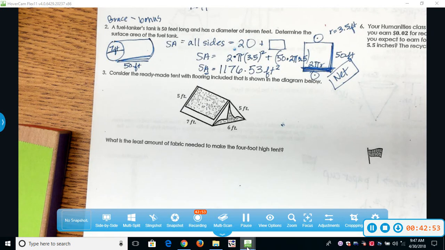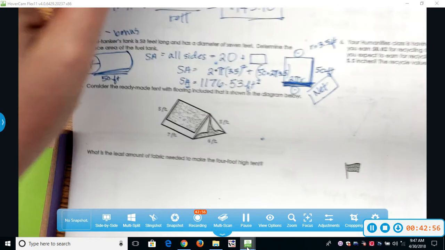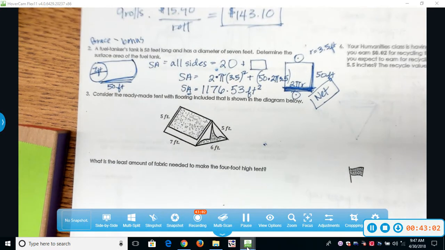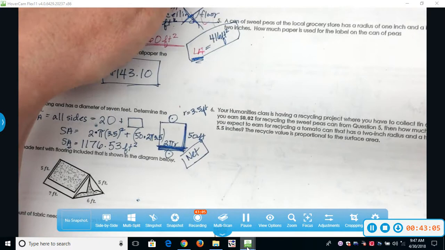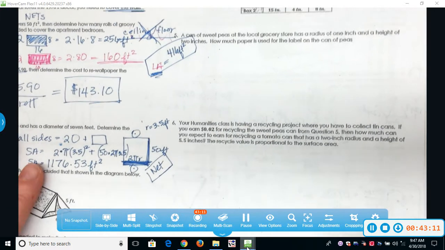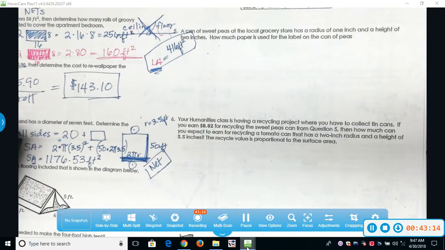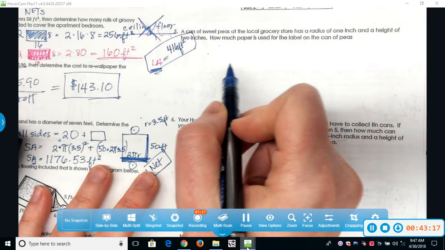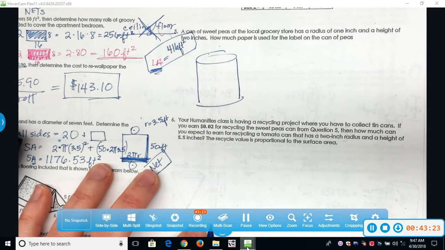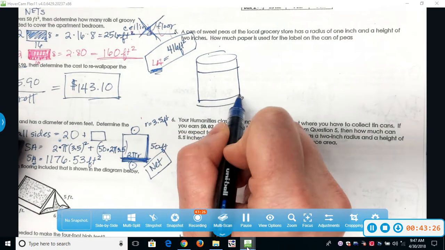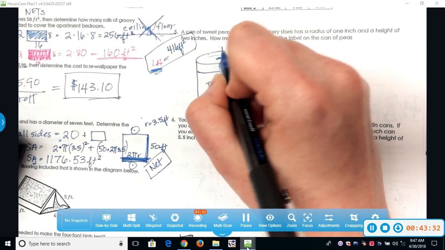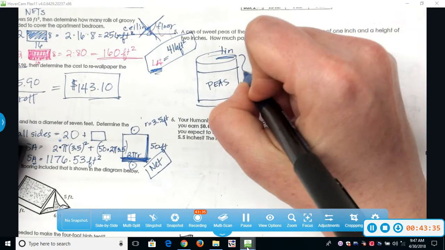Let's do number 5. So scoot over. Can I move this? Let's do number 5, which is on this side. Move my props. All right. So number 5, it says you have a can of sweet peas. So you have some cylinder. There's my can of peas. The radius is 1. And my height is 2.